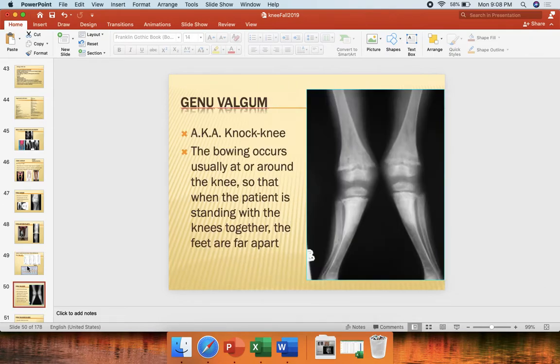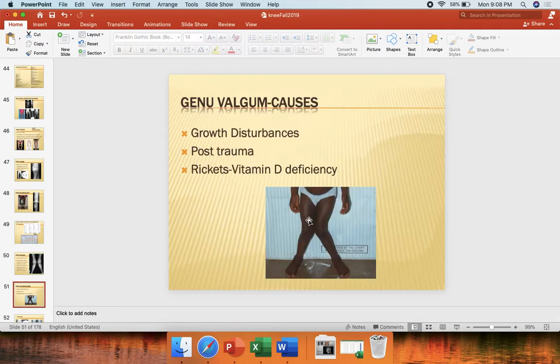So now we're going to move into this Genu Valgum. This is the exact opposite of the Genu Varum. So this is knee knock, right? The knees are going to come together and touch. The feet will be distanced apart. So you can see this is a nice image here. This is going to be a really severe case of a Genu Valgum. So the feet are really distanced here.